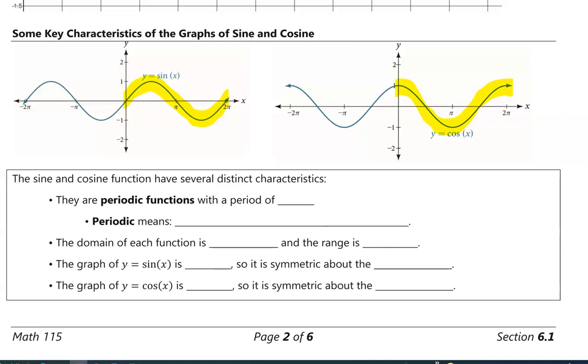The sine and cosine functions have several distinct characteristics. They are periodic functions with a period of 2 pi. Look at these highlighted parts here, from 0 to 2 pi. Periodic means it repeats itself.